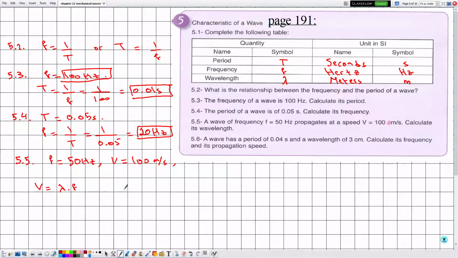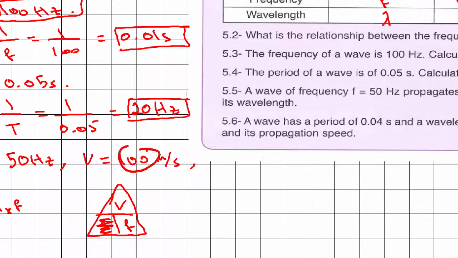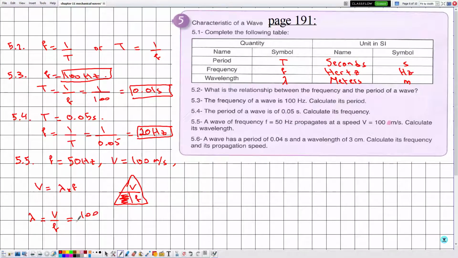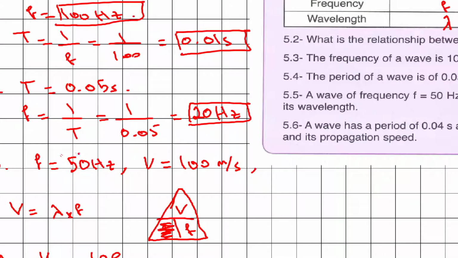Now constructing the triangle of this formula, here because we have multiply, then V will be at the top, lambda and f at the bottom. We are interested in determining the value of lambda, putting our hand over lambda, then lambda is given by V over f. The value of the speed in the SI is given by 100, and the value of the frequency is given by 50.